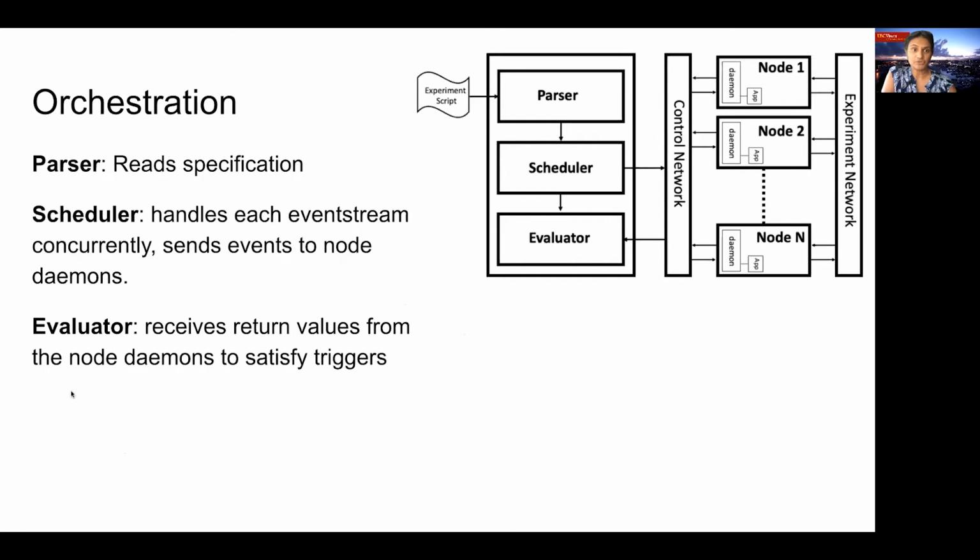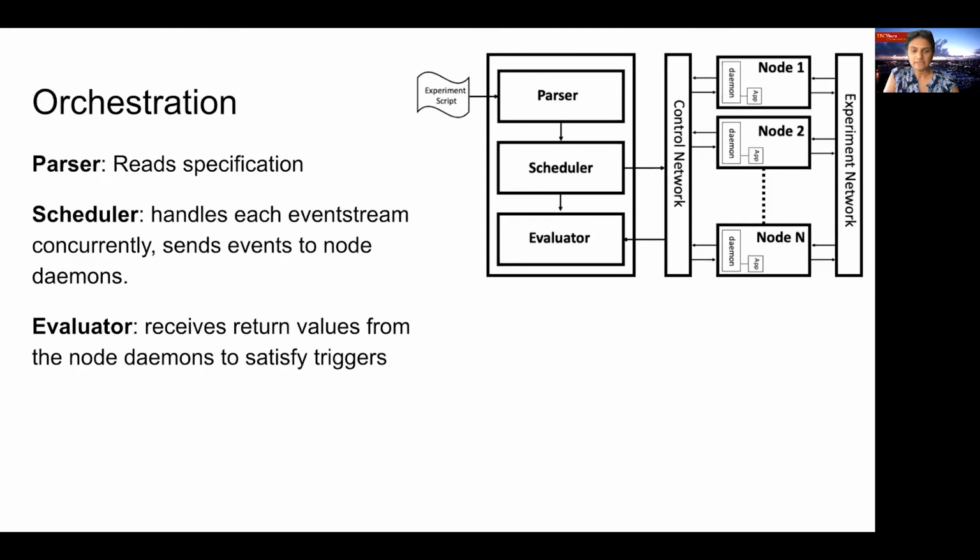It is the command and control center for orchestration and consists of 3 main parts. There's a parser that reads in the experimentation scripts and identifies the event streams and provides an ability to schedule the different events. This parsed script is passed to the scheduler, which essentially starts a thread to handle each event stream and sends events to all the nodes in the experiment in an asynchronous manner. That means the events are non-blocking, and once an event is sent out to all the daemons, the scheduler can move on to the next event in the event stream.